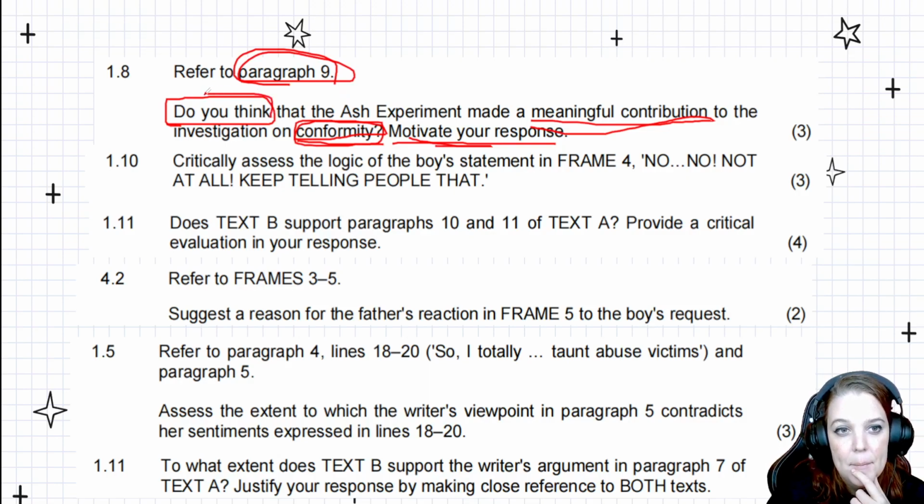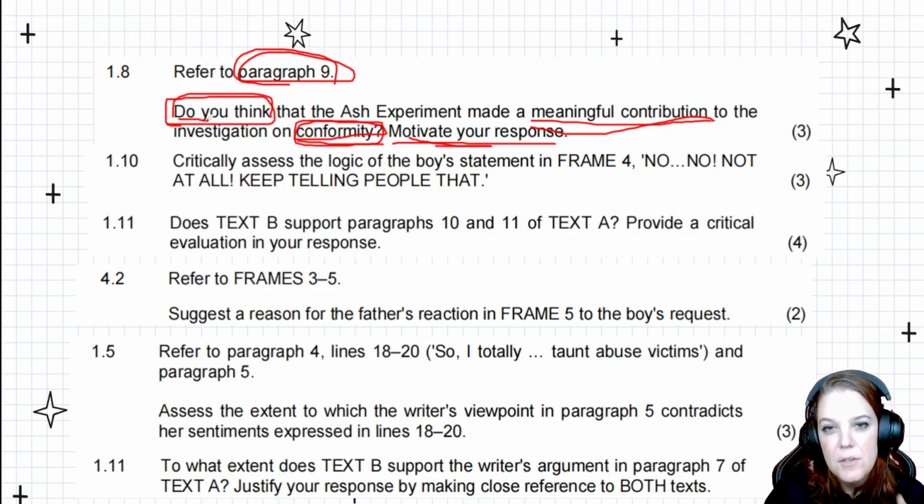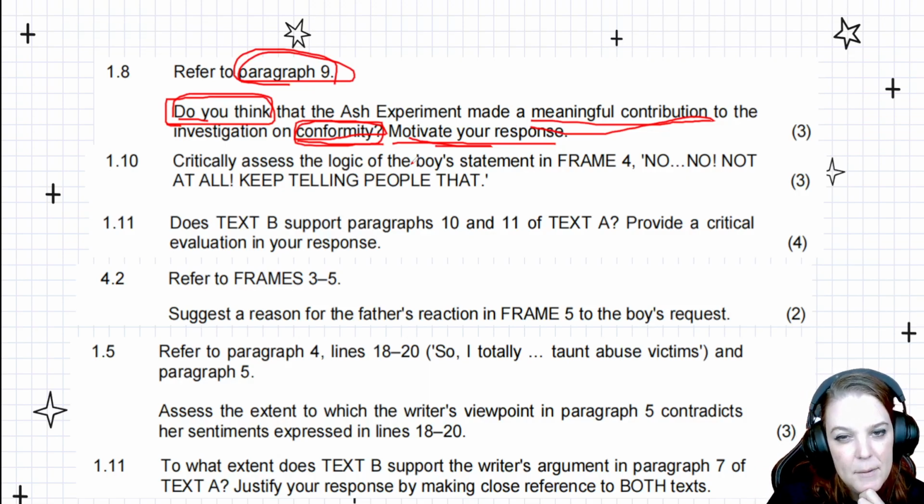Okay, right, so do you think? This should be a big clue that they want something from you, right? So they want this information to come from you. Not only that, but they also want the information that you're saying to be motivated by what the paragraph is saying.